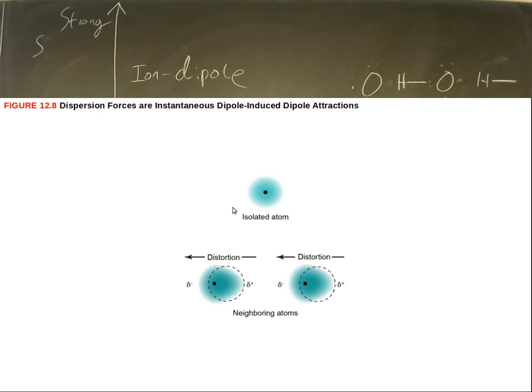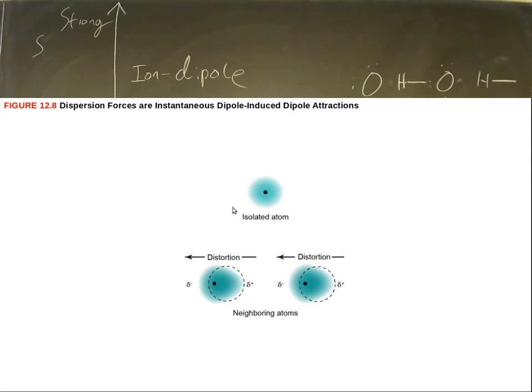Well, if any two atoms get close to each other and encounter one another, their electrons are not always going to be perfectly distributed symmetrically around the atom. Because they are in motion, from moment to moment, the electrons might be on the left side, or on the right side, on the top, or on the bottom. And so even a nonpolar molecule, or even a lone atom, is actually going to have these momentary dipoles. They're transient, and they disappear and change on an extremely fast time scale. But they do exist, and they are non-zero.